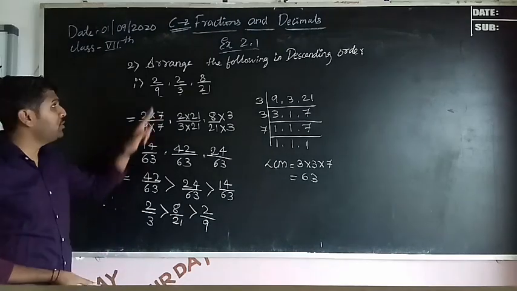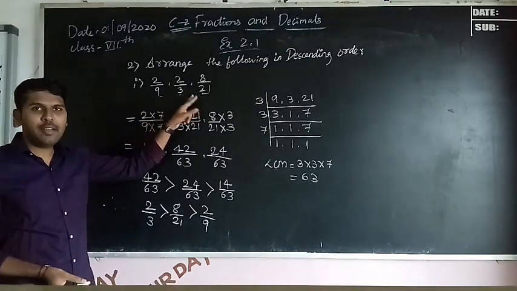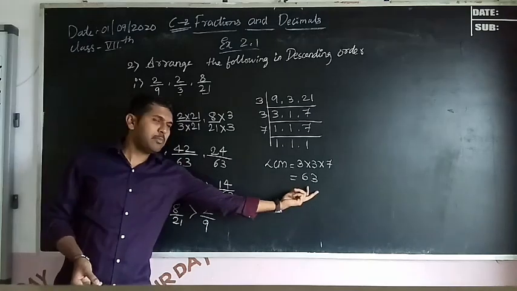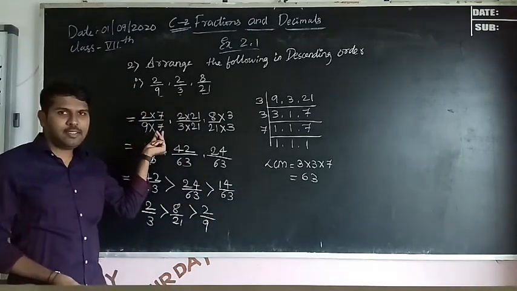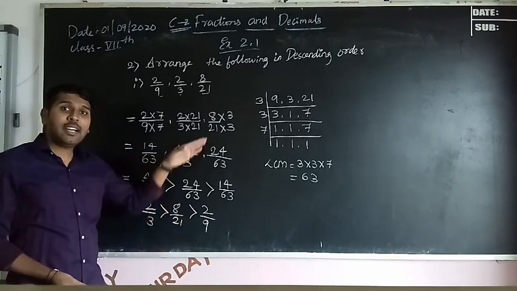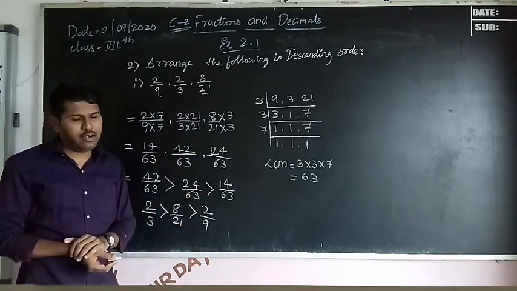So first what do you have to do? First make the denominators same. How to make them? Just take the LCM of the denominators. You will get the LCM, multiply, and you will get the fractions. Compare, and you will get ascending order or descending order.